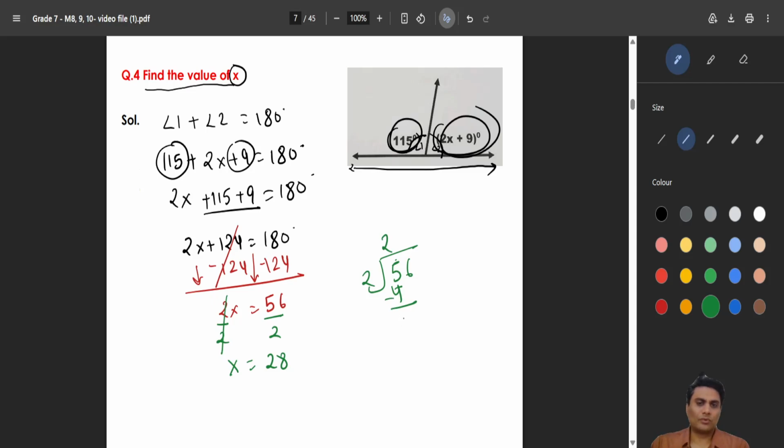Minus, 5 minus 4, 1. Next number 6 comes down. 2 times how much gives me 16? 2 times 8. Did minus, got 0. Khalas. Answer is 28.